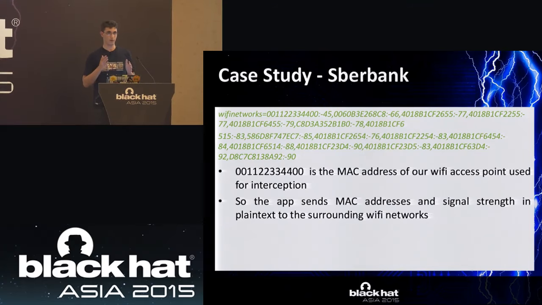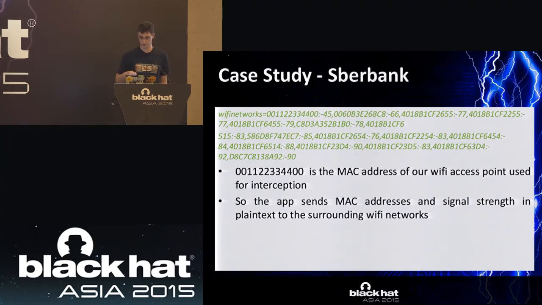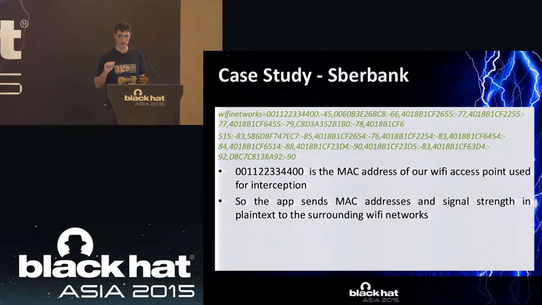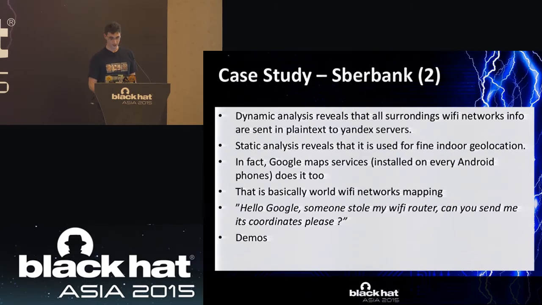So every time you have an Android or an iPhone, and you use Google Maps that is installed when you buy it, or if you use Yandex Maps, it does this all the time when you use your phone. In fact, you have an option that is enabled by default, so you need to uncheck this option in the location settings that sends all surrounding Wi-Fi networks if you don't want your Wi-Fi to be on the Google or another company's server. So if you lose your Wi-Fi, just call Google.